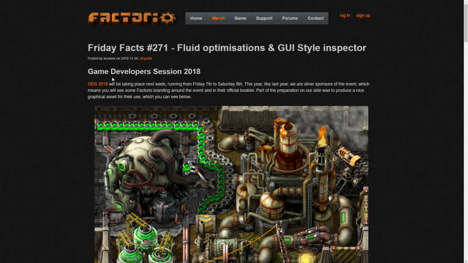But yeah, so we're here, and man, this one's exciting. So, fluid optimizations. They covered this briefly in a previous Friday Facts, but they talk about it more here, and it's super exciting.